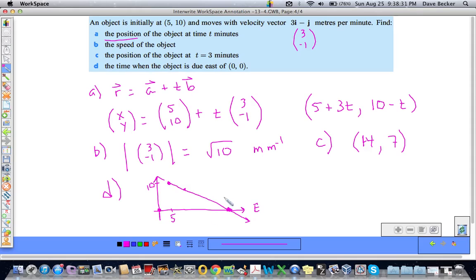Well, I do not know what the x-coordinate is, but I certainly know that the y-coordinate is 0, right? And I also know that y is equal to 10 minus t, right? So if 0 equals 10 minus t, replacing y with 0, then t equals 10. So the answer would be it's due east, or on the x-axis, after 10 minutes.